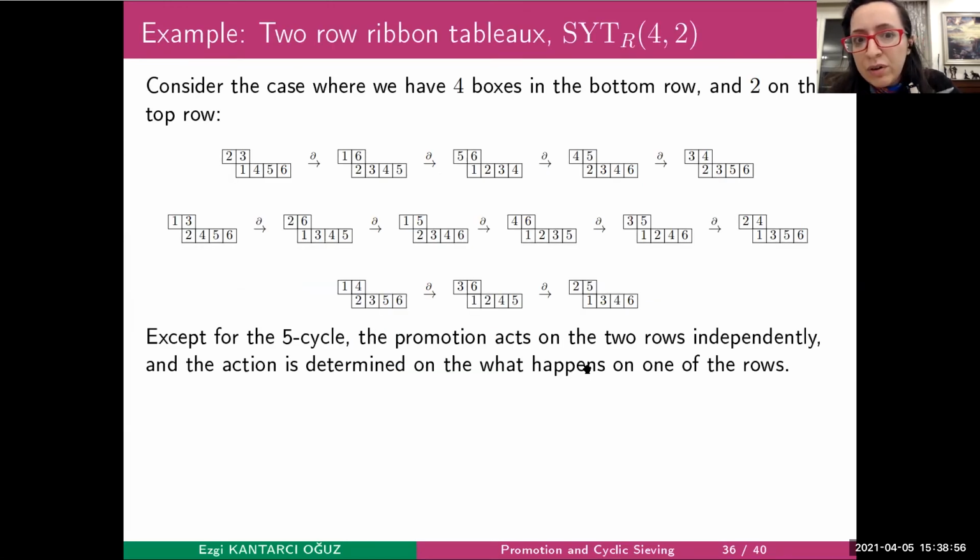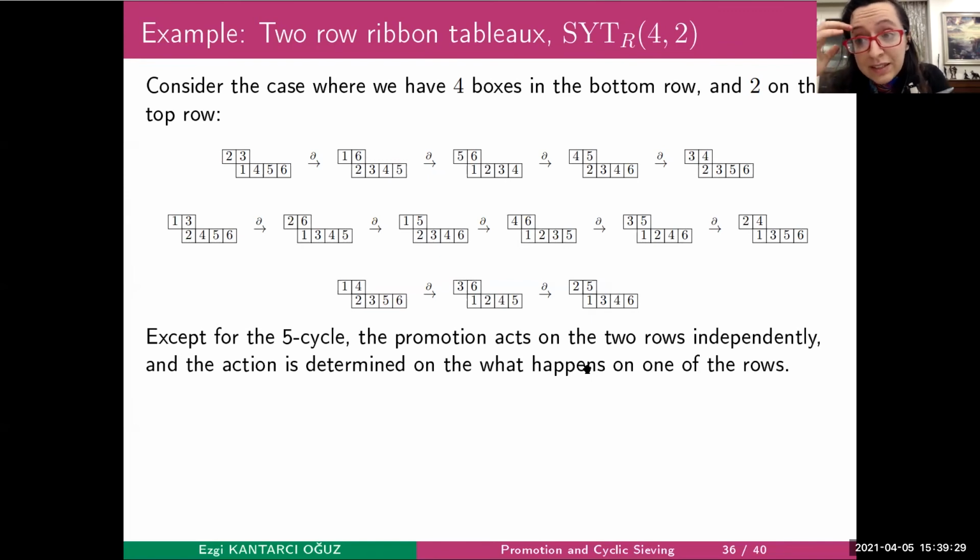So one thing we were looking at was ribbon tableaux, which just means the shape is a ribbon. It does not contain any 2x2 boxes. Here we are looking at ribbons with 2 boxes on the top row and 4 boxes on the bottom row. We are just looking at the standard filling, so we use each number exactly once. In this case, what we get is a 5 cycle, a 6 cycle, and a 3 cycle.